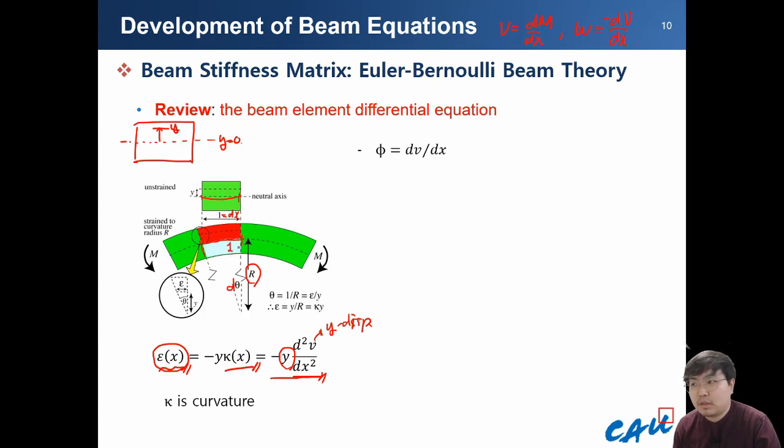It is because the centroid axis length does not change due to the deformation. This is an assumption of the Euler-Bernoulli beam theory, so the length is always equal to 1. Right? So from the relationship between arc length and radius, how can you define L equal to R zeta? That means 1 equals capital R, and zeta is always zeta. So from here, we obtain this relation.